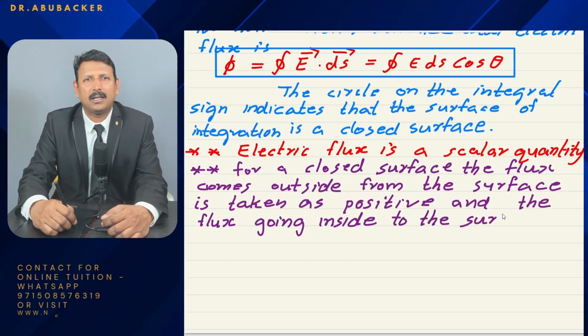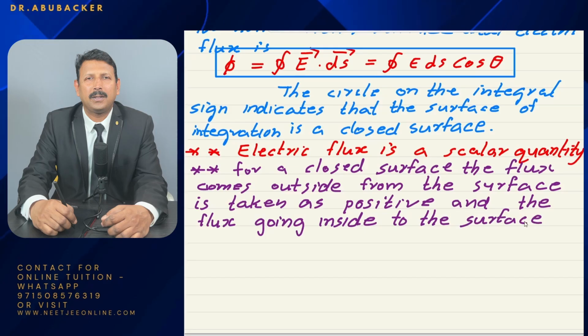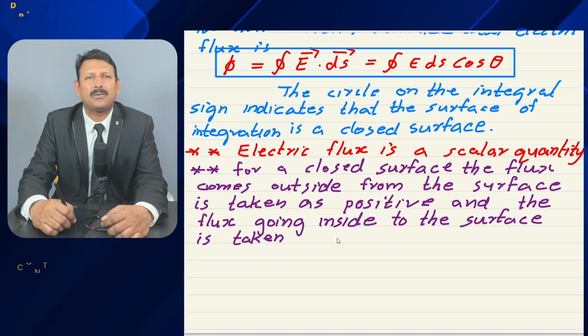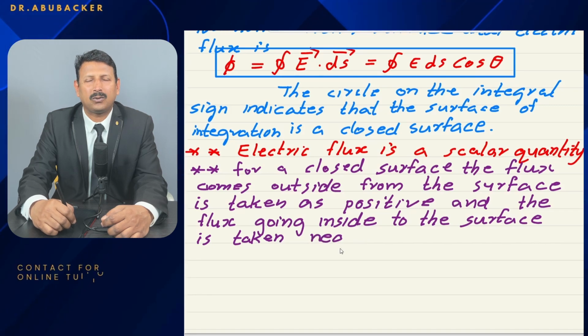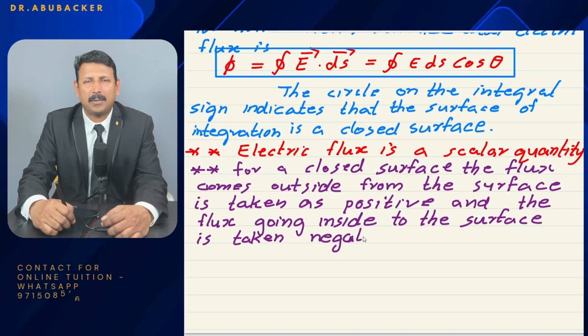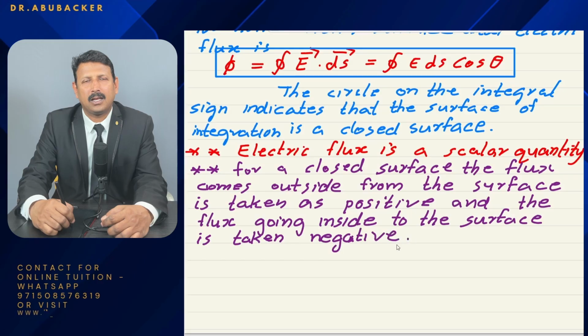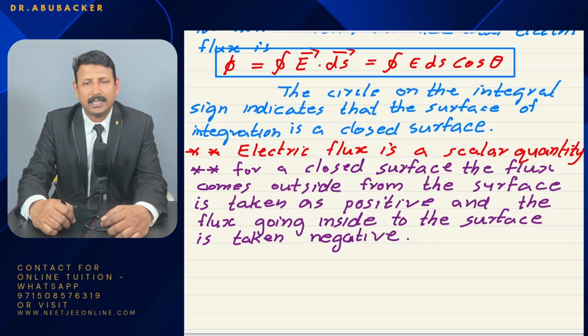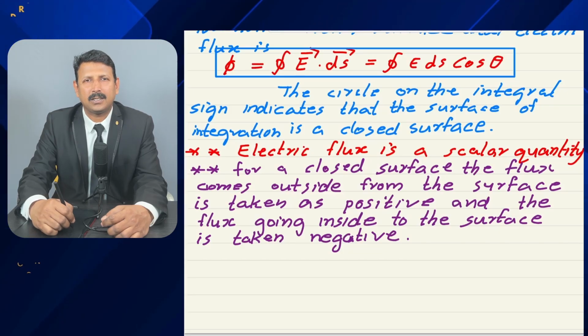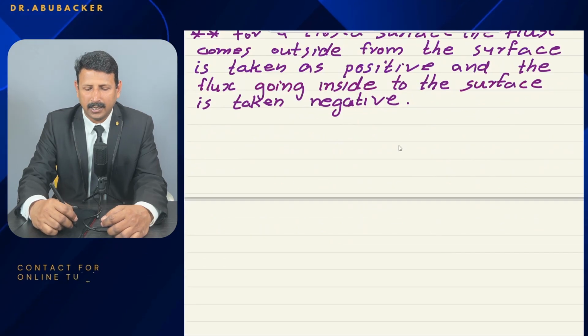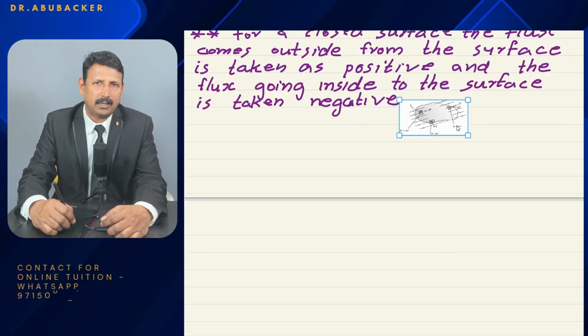There will be a positive-negative concept, right? When is the flux positive? For a closed surface, the flux coming outside from the surface is taken as positive. That means the flux is coming out of the surface. And suppose in the diagram or situation the flux is entering into the surface, going inside the surface, then consider that the flux is negative.